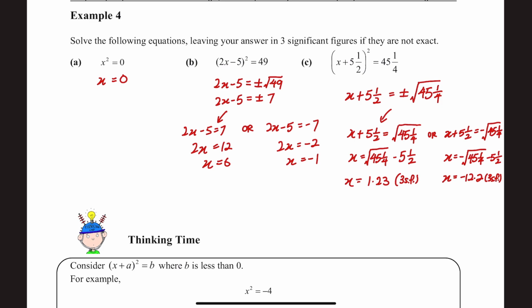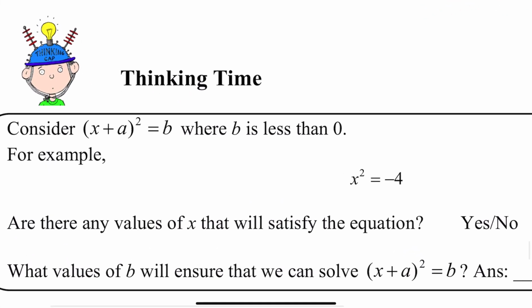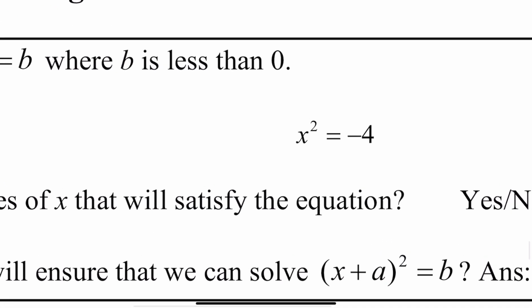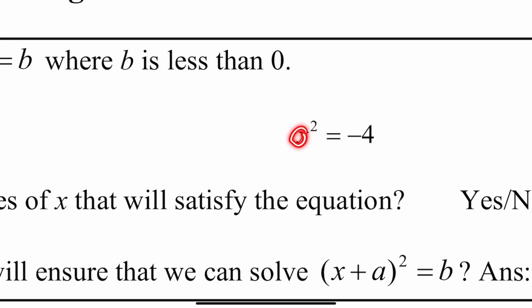Okay, next one. Let's now move on to this thinking time over here. Let's say if I have any number like this, consider this thing over here. Let's just look at this simple equation here: x squared equals negative 4. Do you think you can find any number that you square and get a negative number?